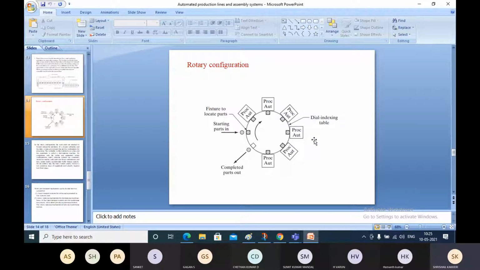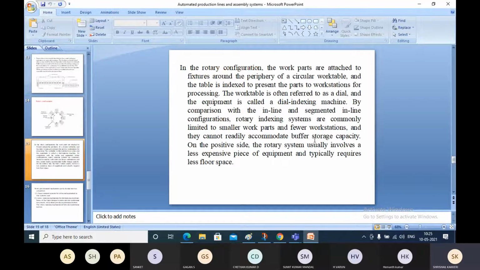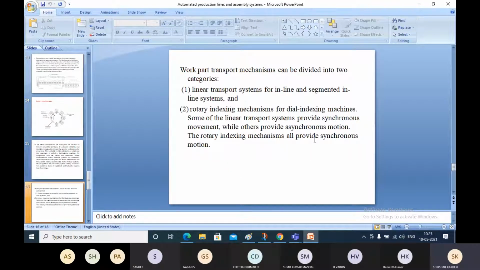Now let me come to work part transfer mechanisms. Please remember, I was talking about the linear transfer systems. Now here I am talking about the work part transfer mechanisms. The work part transfer mechanisms are of two types. One is linear transport systems, inline and segmental inline systems. Already we have discussed these.